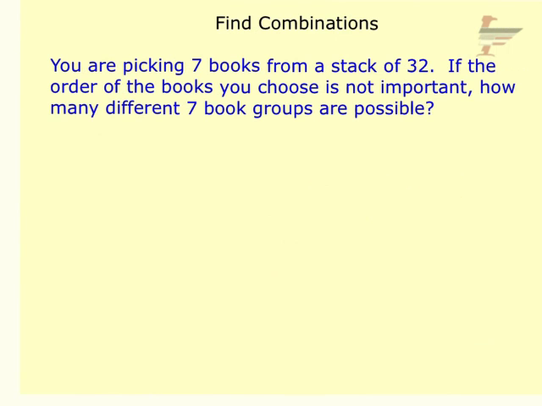Okay, so here we go with the first example. It says you are picking 7 books from a stack of 32. If the order of the books you choose is not important, how many different 7 book groups are possible? Now here, the problem tells you that the order is not important. So you don't have to make that decision on your own.